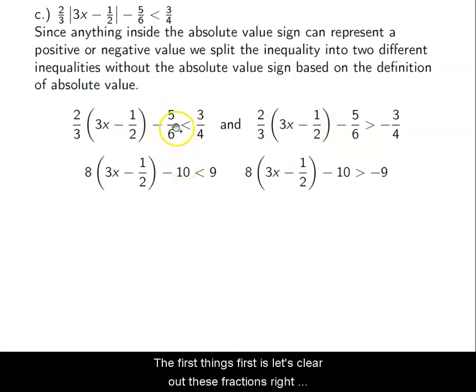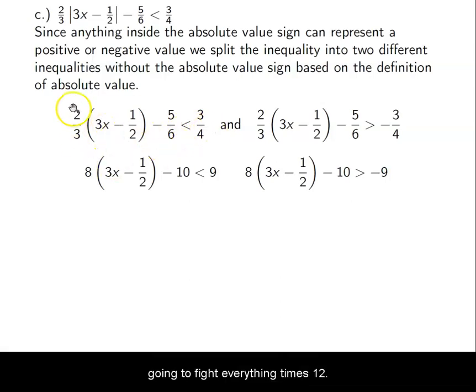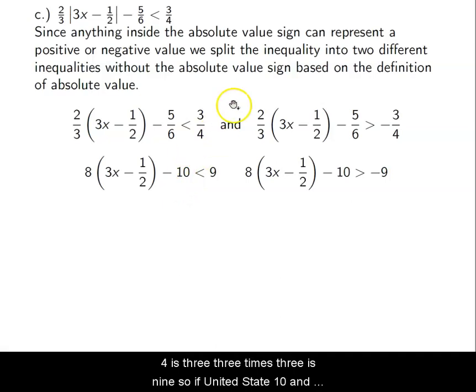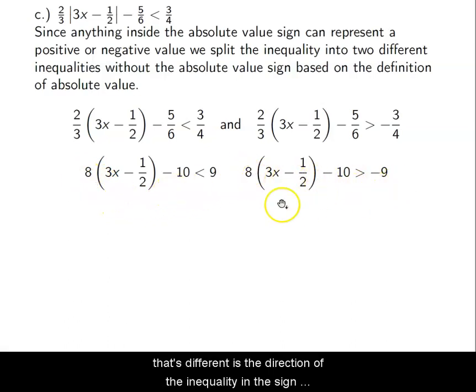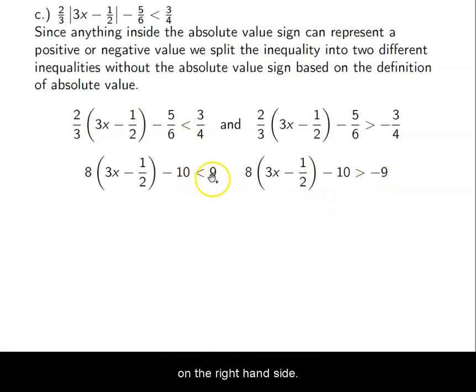So first things first is let's clear out these fractions, right? We hate fractions. The LCM of 3, 4, and 6 is 12. They all go into 12. So I multiply everything times 12. 12 over 3 is 4. 4 times 2 gives me 8. 12 over 6 is 2. 2 times 5 is 10. 12 over 4 is 3. 3 times 3 is 9. So if you notice, the 8, 10, and the 9 are the same on everything. The only thing that's different is the direction of the inequality and the sign on the right hand side.